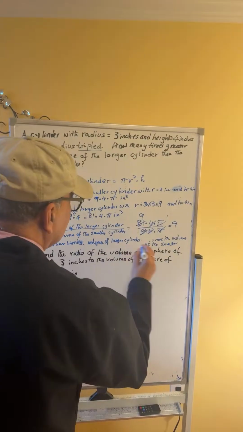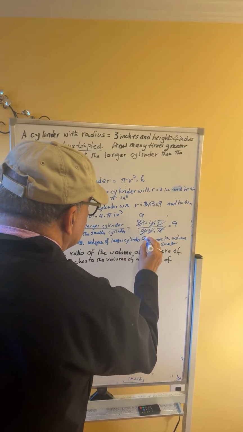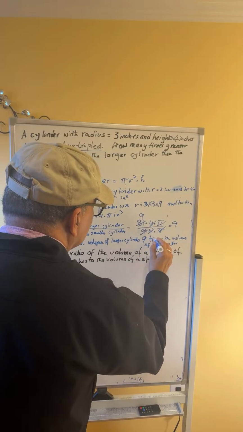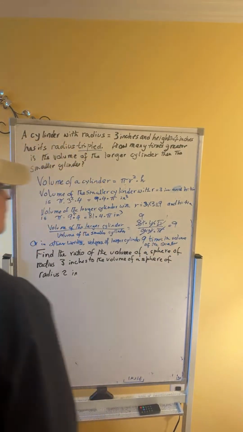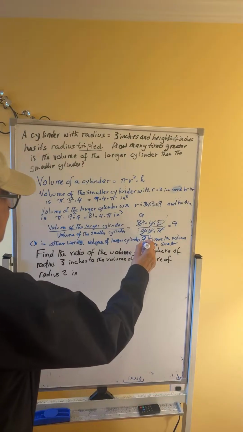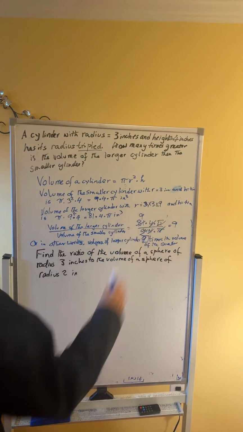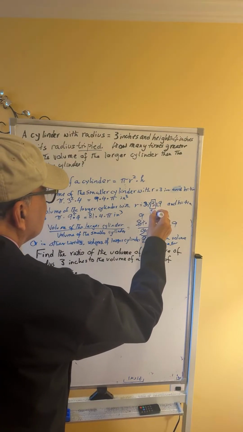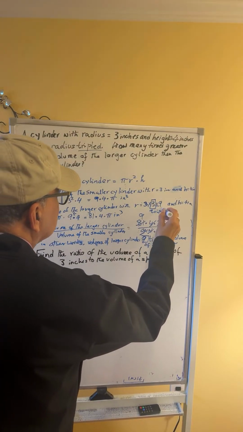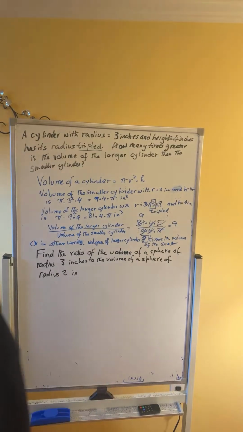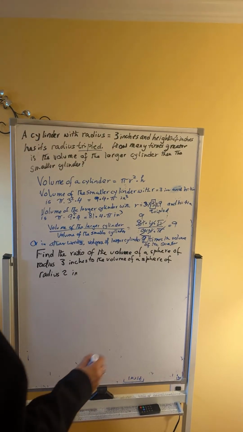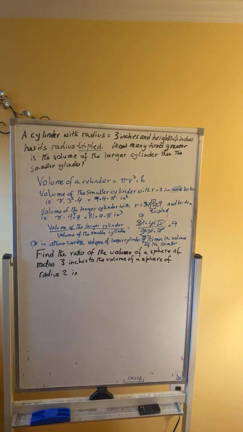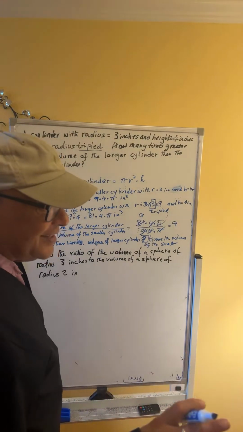Or in other words, the volume of the larger cylinder is 9 times the volume of the smaller cylinder. So this is important. Triple means it's multiplied by 3. That is the key. This is tripled. Okay. And the original radius was 3. 3 times 3 is 9. Okay, so your answer is 9 times. The volume of the larger cylinder is 9 times the volume of the smaller cylinder.